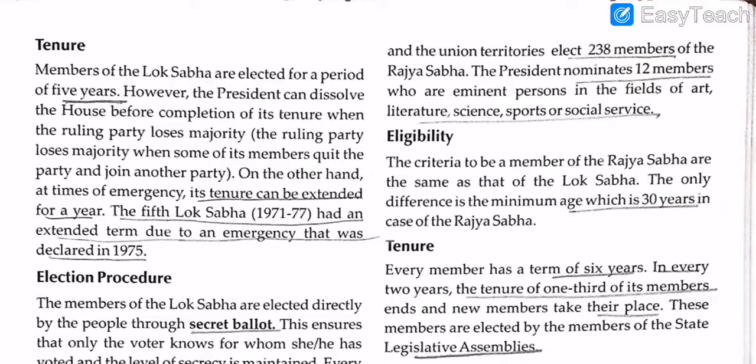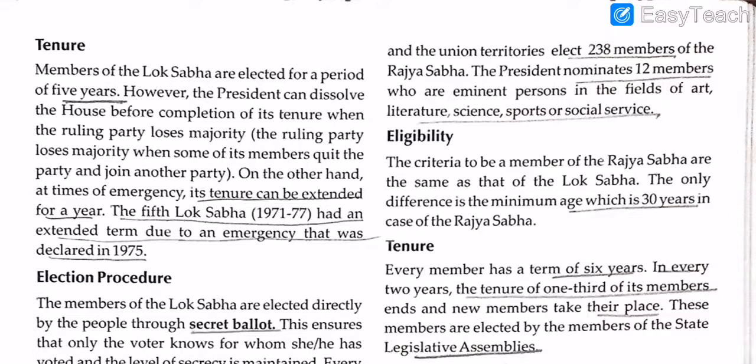Then the election procedure talks about how the members of the Lok Sabha are elected directly by the people through a secret ballot. This ensures that only the voter knows for whom she or he has voted, and the level of secrecy is maintained. Every adult citizen of India who has completed 18 years of age can vote. A person who is 13 or 17 cannot, and you have to be a certain age, or else you will not be allowed to vote. The candidate who secures more votes than the others becomes a member of parliament, and elections take place every 5 years, because the tenure is only 5 years.